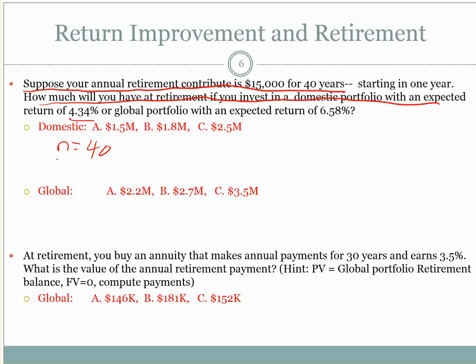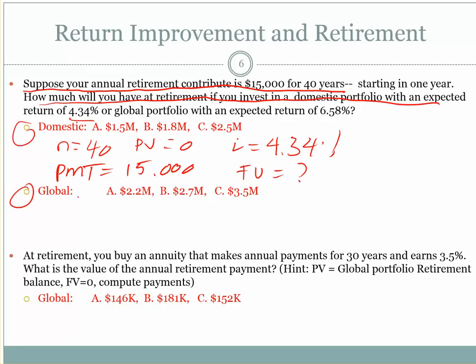Our 40-year investment, a payment of $15,000 per year. You're starting off with no money, so make sure your present value is set equal to 0. And set your interest rate to the domestic interest rate of 4.34%. And we're looking for how much money you'll have at the end, so you want to then compute the future value.